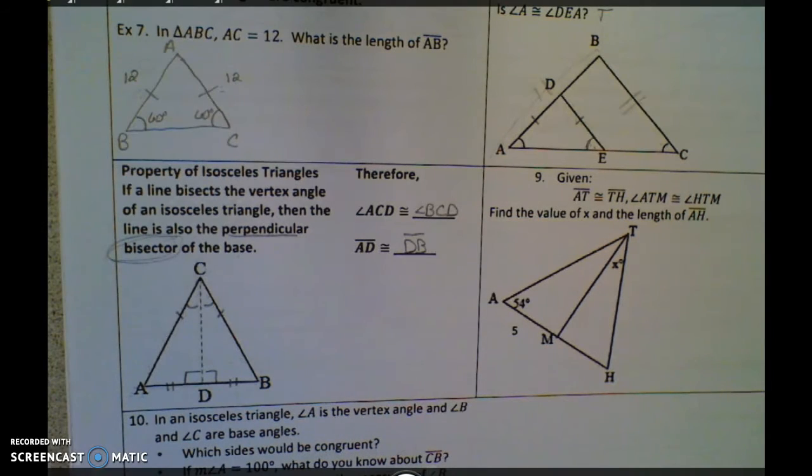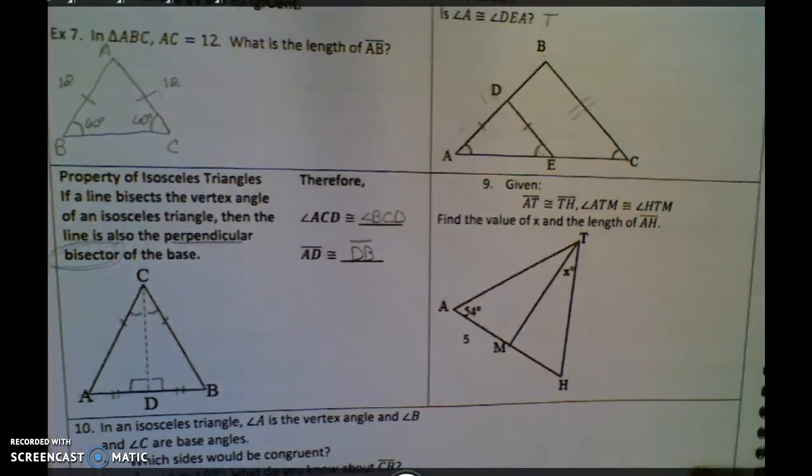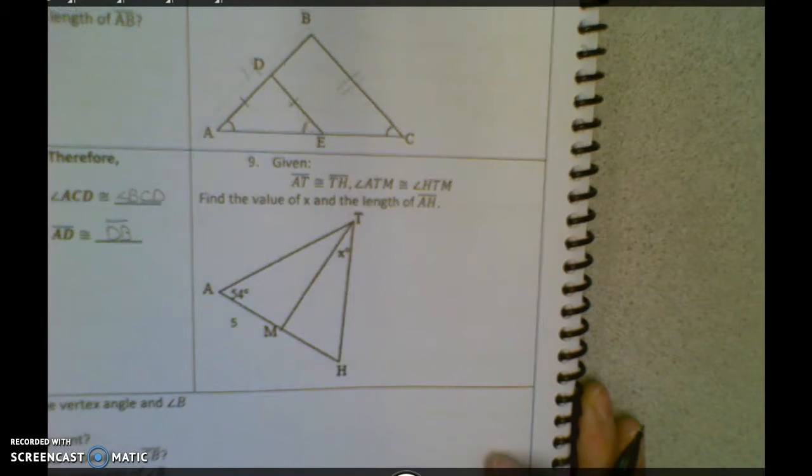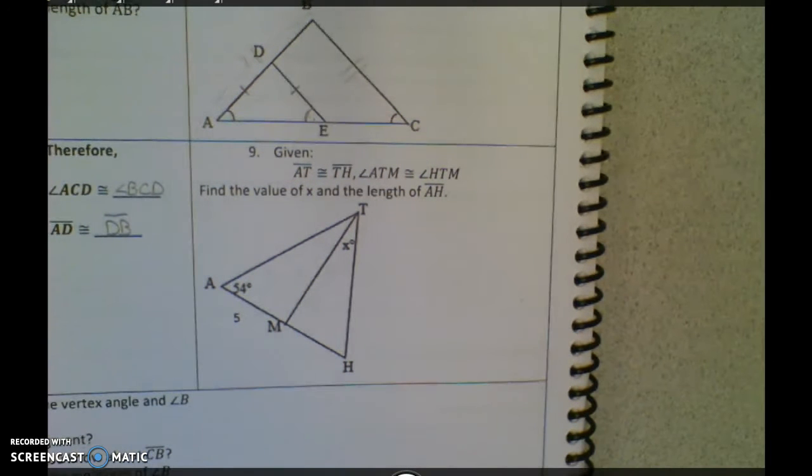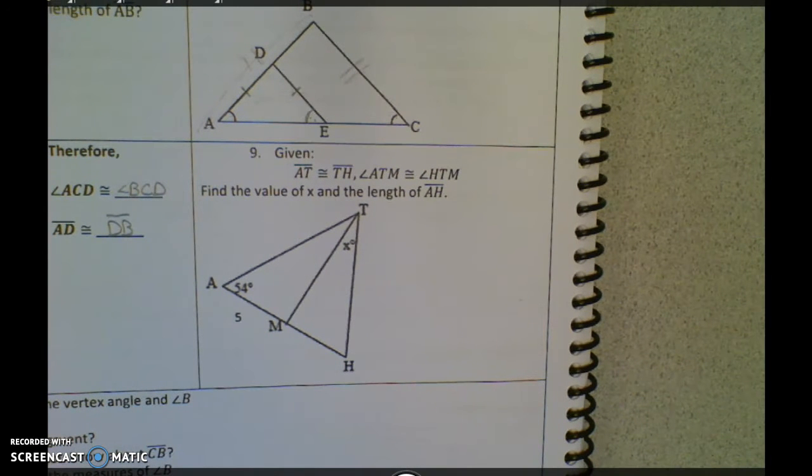Again, if you're needing to pause it at any point, pause it. Example 9 is using this information. So they marked some of the stuff in the picture, but not all of it. So for example, they're giving to us that AT is congruent to TH. I need to mark that.